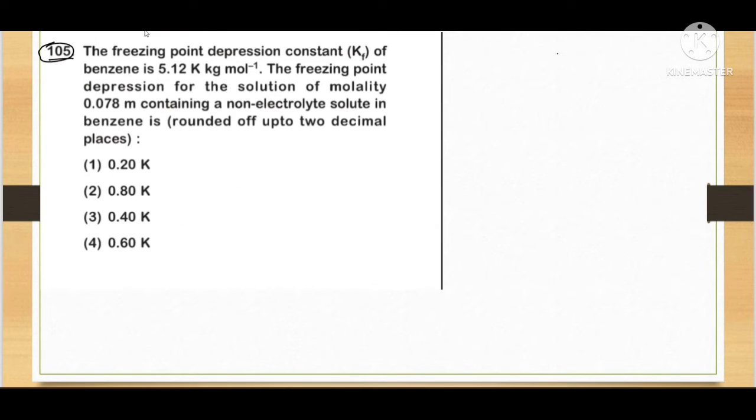Now let us discuss 105. The freezing point depression constant Kf of benzene is given here. Kf is constant, Kf equal to 5.12 kg mole inverse. And the freezing point depression for the solution of molality 0.078 is given. You have to calculate the freezing point depression. Freezing point depression is denoted by del Tf equal to question mark.